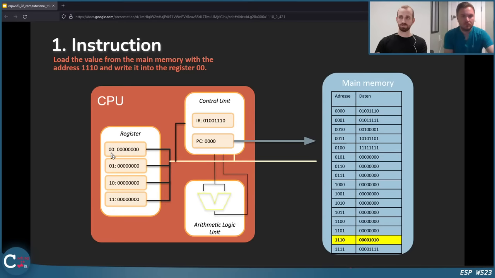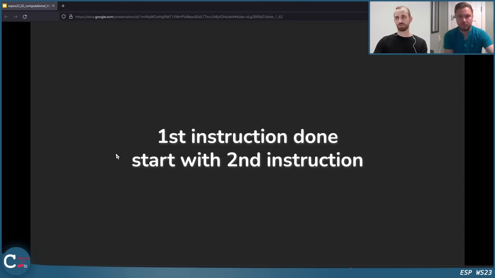So, executing the instruction, and I've pointed it out here again for a better overview, we now have this number 10, or in bits 00001010, in this first register here. That's our first instruction, so our first instruction is done. That's maybe the most basic thing a CPU can do: just load something from the main memory. Let's start with the second instruction.